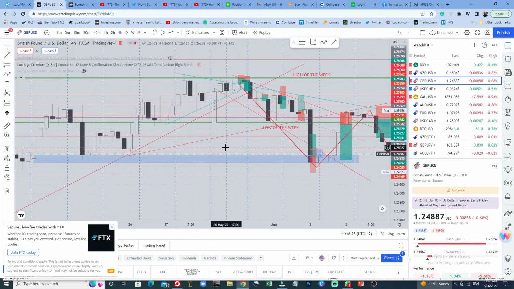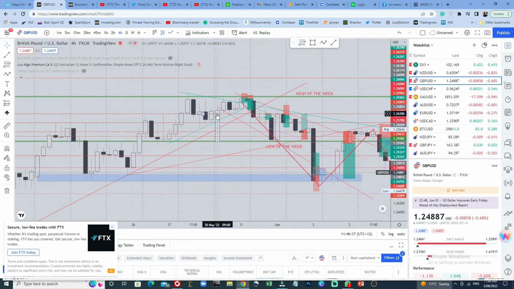We want to first of all identify the highs and lows of the week. Now, this candlestick formed a bullish candlestick. The first candlestick to form in this week was what? A bullish candlestick, and the next candlestick was what? A bullish candlestick as well. But I drew this line and drew this line.